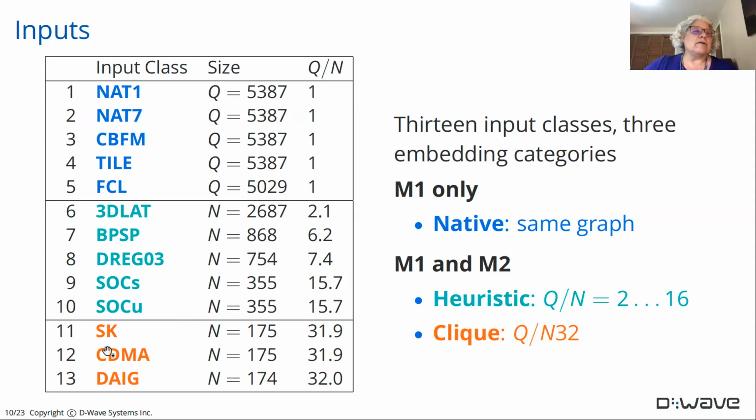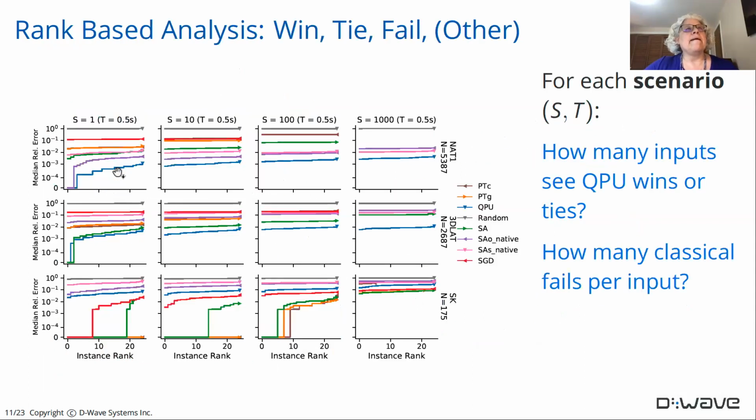The clique graphs were embedded by the clique embedder. The ones in teal here were embedded by our heuristic minor embedder, and the ones on top don't require embedding. Well, I guess 3D lattices weren't embedded by minor embedding. Being a regular lattice structure, they have a custom embedder, and the ones on top don't require embedding.